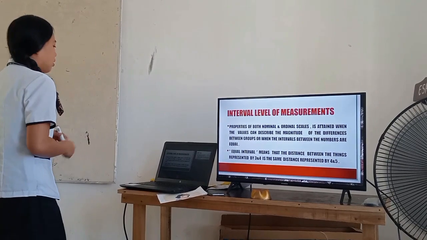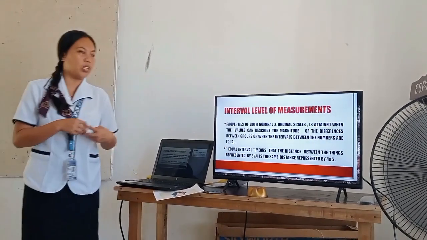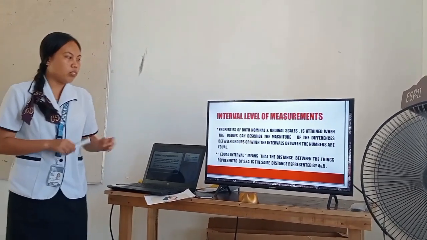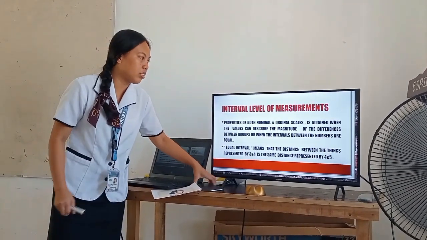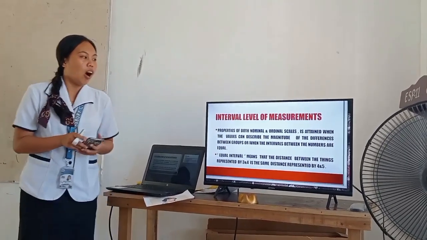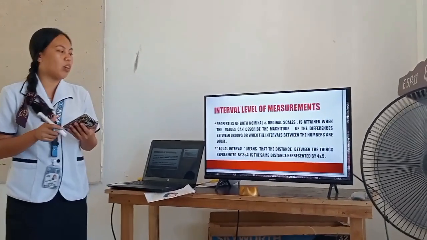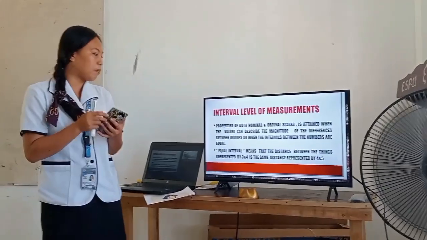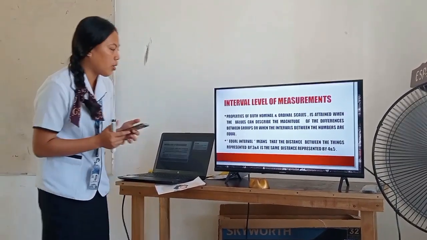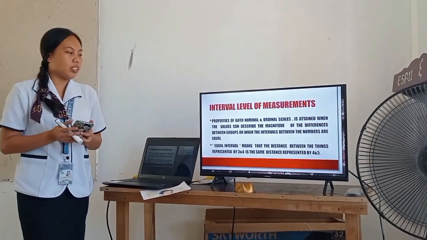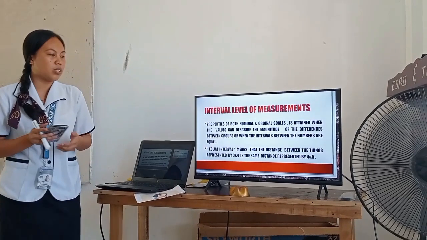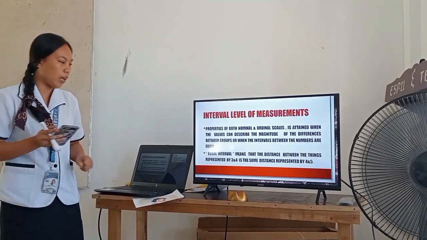The third one is the interval level of measurement. Properties of both nominal and ordinal scales are attained when the values can describe the magnitude of the differences between groups or when the intervals between the numbers are equal. So when we say equal interval, it means that the distance between the things represented by 3 and 4 is the same distance represented by 4 and 5.